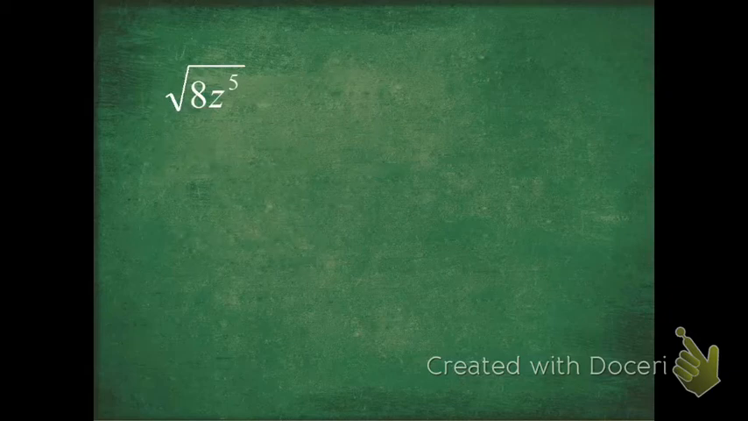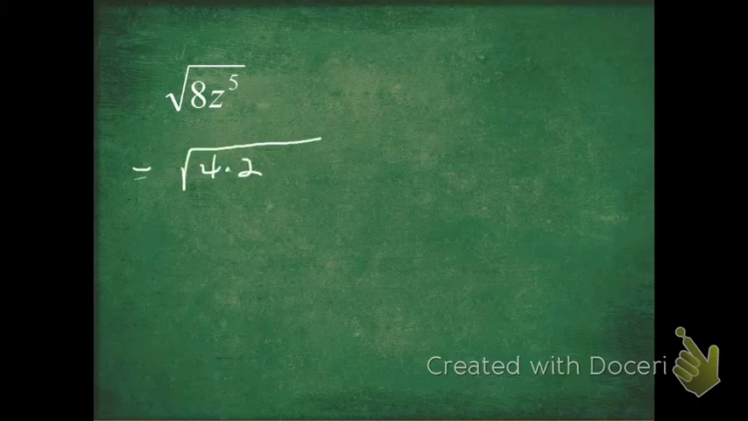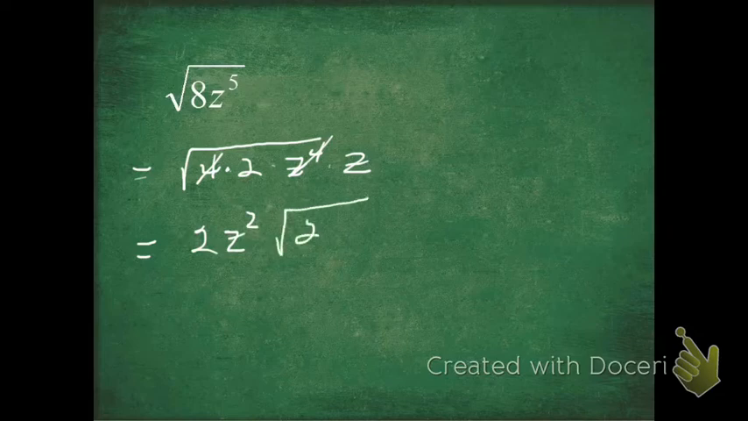8z to the 5th. Well, again, I'm going to rewrite 8 as 4 times 2. Z to the 5th, I'm going to rewrite that as z to the 4th times z. Again, taking the square roots of what we can, the square root of 4 is 2, so it comes out of the radical. Square root of z to the 4th is z squared, and under the radical, I still have a 2 times z. So I've gotten this into a simplified, it's called simplified radical form.